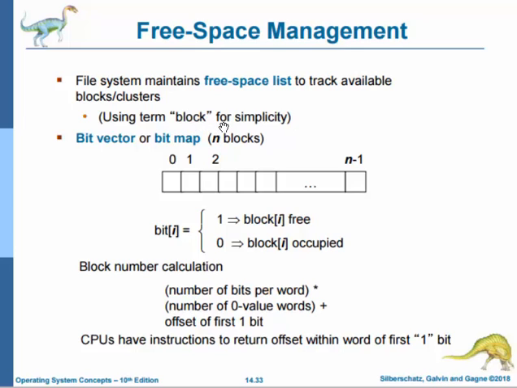The free space list, despite its name, is not necessarily implemented as a list. Frequently, the free space list is implemented as a bitmap or a bit vector. Each block is represented by 1 bit, and if the block is free, the bit is 1. If the block is allocated, the bit is 0. So that's the legend: a 1 indicates the block is free, and a 0 indicates that the block is occupied.